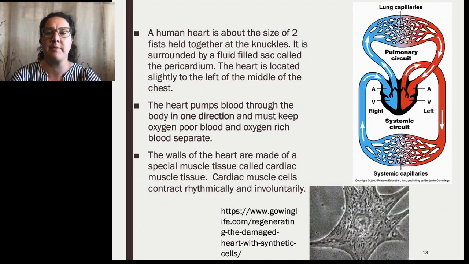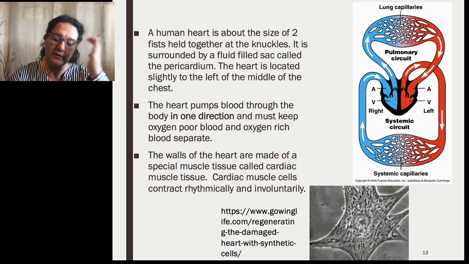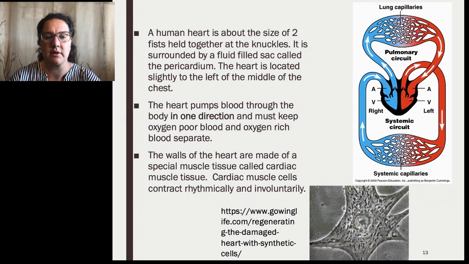The heart is responsible for pumping blood through the body in one direction and must keep the oxygen-poor blood and oxygen-rich blood separate, or else we would have that oxygen exchange in the heart, and we wouldn't get oxygen to our body cells. And the walls of the heart are made up of special muscle that only exists in the heart called cardiac muscle cells. Cardiac muscle cells are really spectacular because they're able to contract rhythmically and involuntarily. So if you have heart cells in a dish, as you can see on the bottom little video here, they just rhythmically contract on their own with no input from any other nerves or cells.